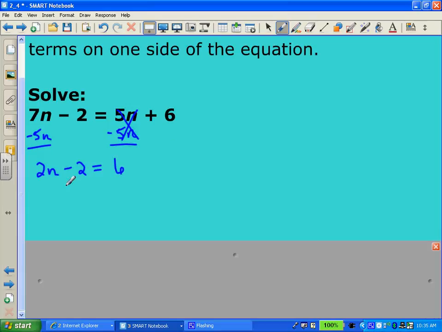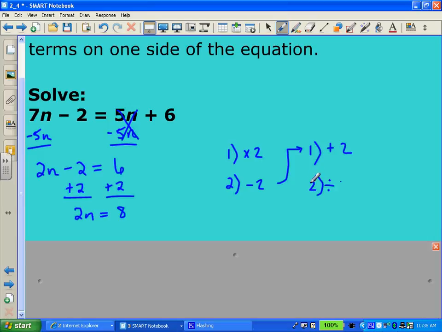Now that I have the variables on the same side, I'm right back to a two-step equation. So I ask the question, what's happening to my variable? Well, first, it's being multiplied by 2, and second, it's being subtracted by 2. So what I'm going to do is add 2. So let's do that first. I end up with 2n equals 8, and then to undo times 2, I'm going to divide by 2. And then I come up with n equals 4.